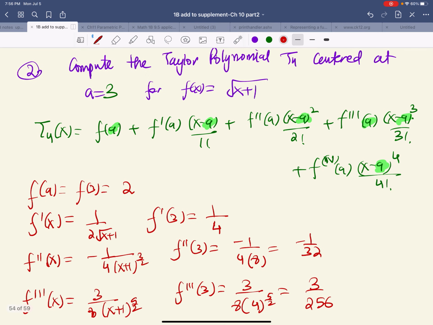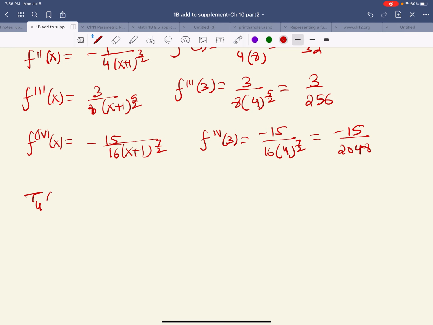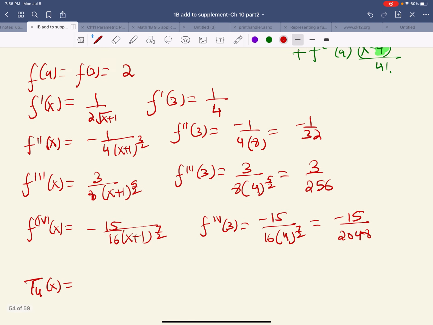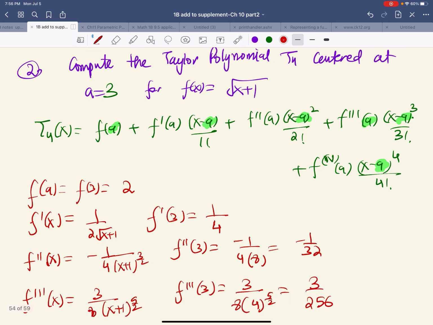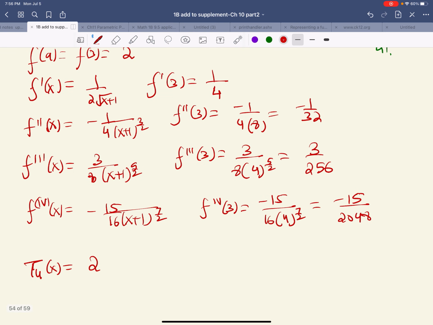Okay, so here's all the derivatives we need. And I think we're ready to write the polynomial T for x. T for x in this case would be f of a, which is 2, plus f prime of a times x minus a. F prime of a is 1/4 times x minus 3. And then we have plus, actually it's going to be minus 1 over 32. So negative 1 over 32 x minus 3 to the second power, plus 3 over 256. Oh, we also have 3 over 256.